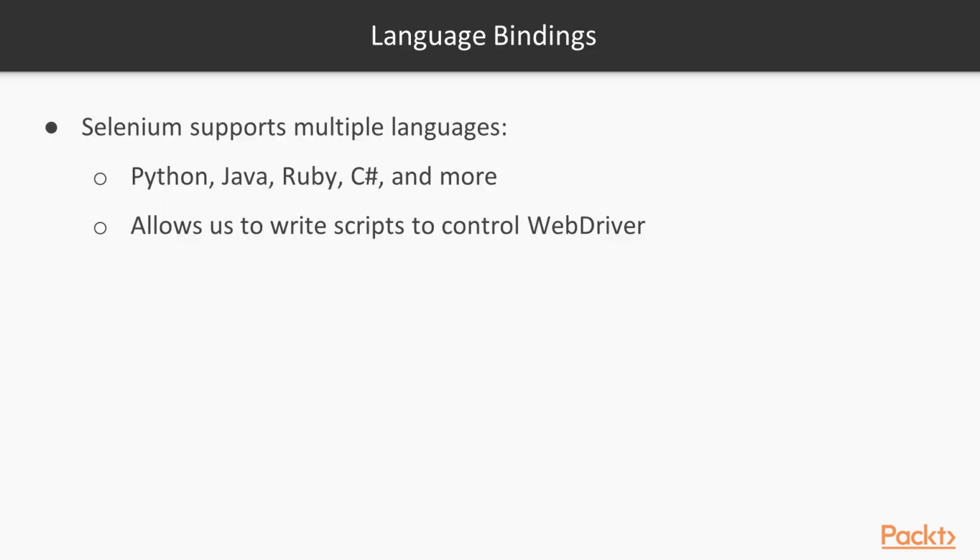Let's talk about language bindings. Selenium supports multiple different languages. The most common ones are Python, Java, Ruby, C#, and more. Essentially, this allows us to write scripts in a given language to control WebDriver, thus automating a browser.